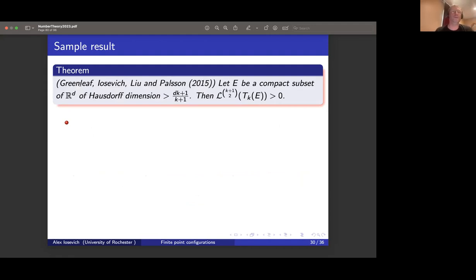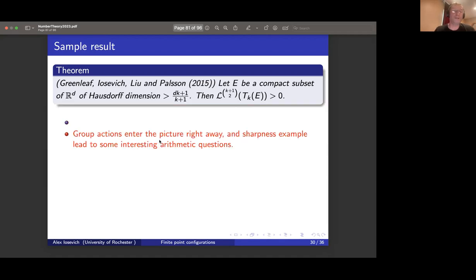And this is due to Greenleaf, Iosevich, and myself from a few years ago: if E is a compact subset of R^d of Hausdorff dimension bigger than (dk+1)/(k+1), then the (k+1 choose 2)-dimensional Lebesgue measure of the set of congruence classes of k-dimensional simplices is positive. So the sharpness examples lead to some really interesting considerations that I'm going to get to in a couple of minutes. Let me mention in passing that while these exponents have been improved slightly, the biggest mystery left in this problem is what the sharpness exponents should be? Because the number theory questions that arise here seem to be of a more difficult nature.